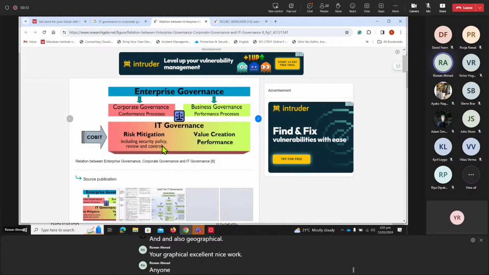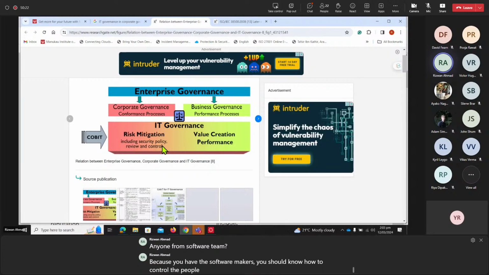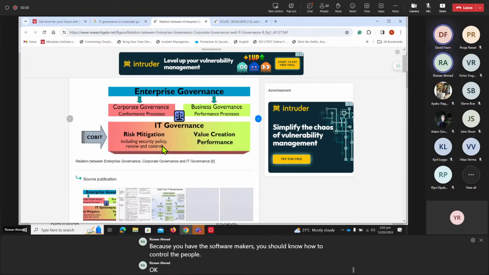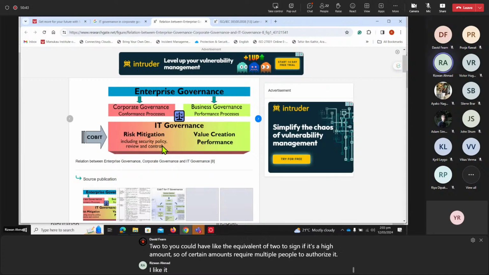Anyone from the software team? Because you are the software makers, you should know how to control the people. You could have the equivalent of two to sign if it's a high amount. So certain amounts require multiple people to authorize it. Excellent. Very good. I like it, David.